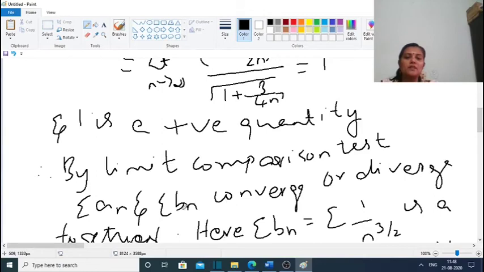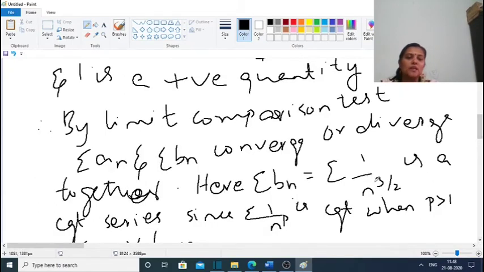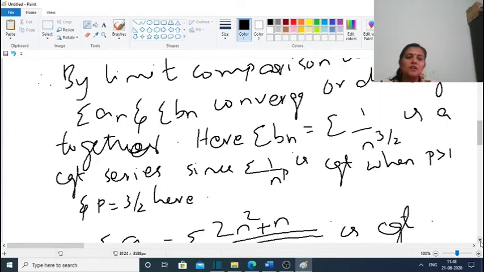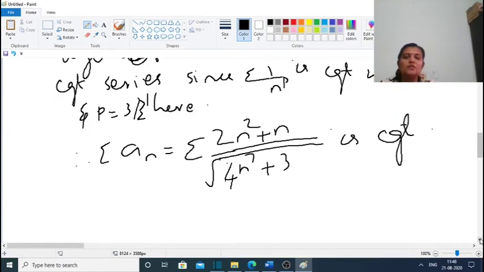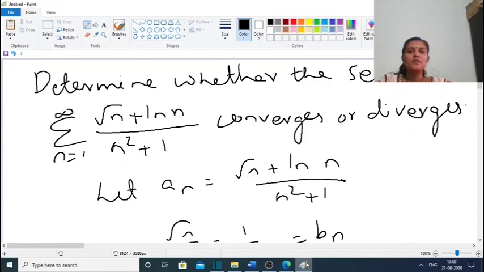Therefore by limit comparison test, sigma an and sigma bn converge or diverge together, and here sigma bn equal to sigma 1 by n raised to 3 by 2 is a convergent series. We know that sigma 1 by n raised to p, a p series, is convergent when p greater than 1, and here p is equal to 3 by 2, which is greater than 1 for bn. So sigma an is equal to sigma 2n square plus n by 4n raised to 7 plus 3 is convergent.